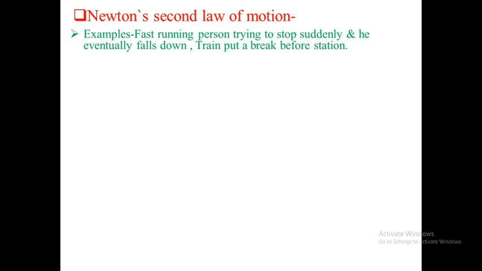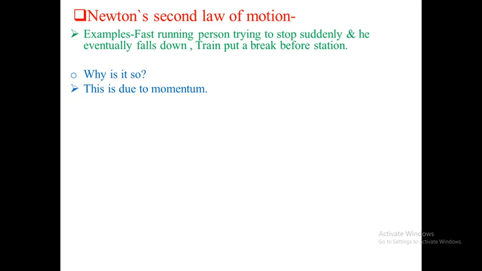Again, the second example is a train starting to put on the brake before the station. Train or any vehicle, you have observed that if we have to stop, if we have seen a speed breaker, then we put on the brake before we reach the speed breaker. Why is this so? The reason behind this is the momentum of that object.